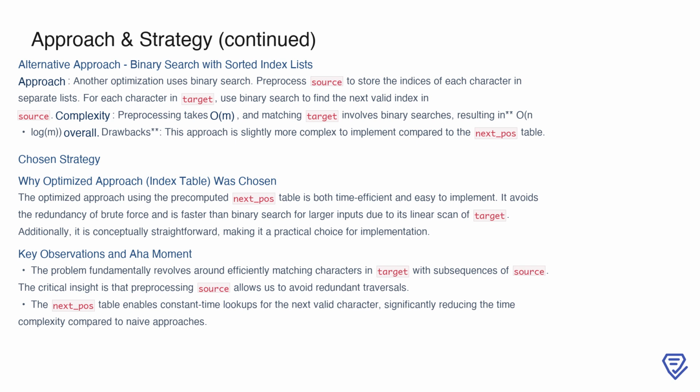The pre-processing step for building the index lists has a complexity of m, and matching the target string involves binary searches, resulting in an overall complexity of n*log m. However, while this method is efficient, it is somewhat more complex to implement compared to the next_POS table approach. The additional complexity arises from managing sorted lists and performing binary searches for each character in target, which may not be as intuitive or straightforward.